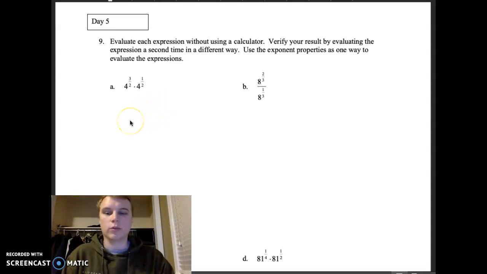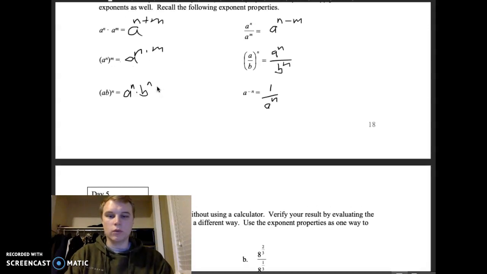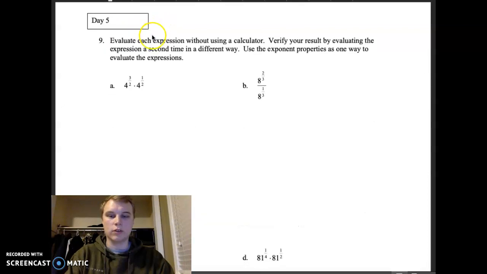So today we're going to be using those exponent properties that we talked about at the end of the last video. Let's look at this first one for A. We have the same base of 4, and then we have exponents 3 halves and 1 half. If we look back at the properties from last video, this looks like the one with the same base, different exponents, and when we multiply those together, the exponents add. So that's what we're going to do with this first one.